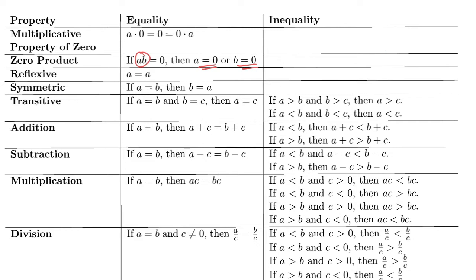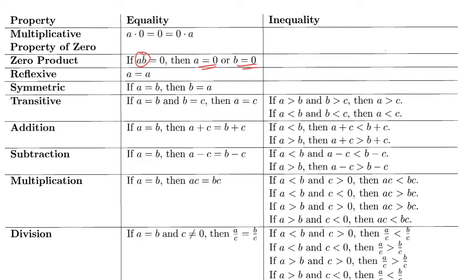Now, the transitive property. If A is equal to B and B is equal to C, then A is equal to C. And then we've got some versions of that reflect what happens with the inequalities. If A is greater than B, and B is greater than C, then A must be greater than C. It's like lining them up on a number line, okay? And you'll see that's how that works there.